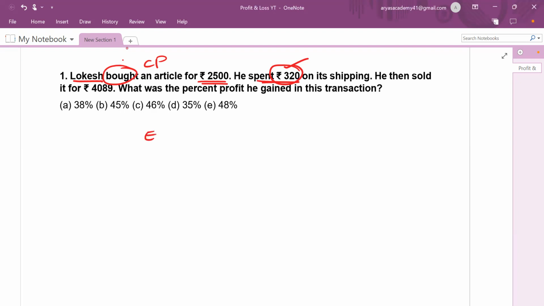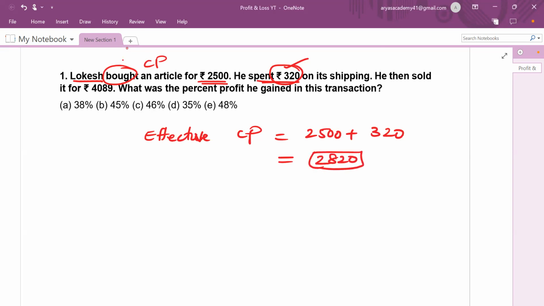Now we can very clearly state that the effective cost price is equal to the original cost price of 2500 plus the additional amount that has been spent on shipping, 320. So it becomes 2820 rupees, right?